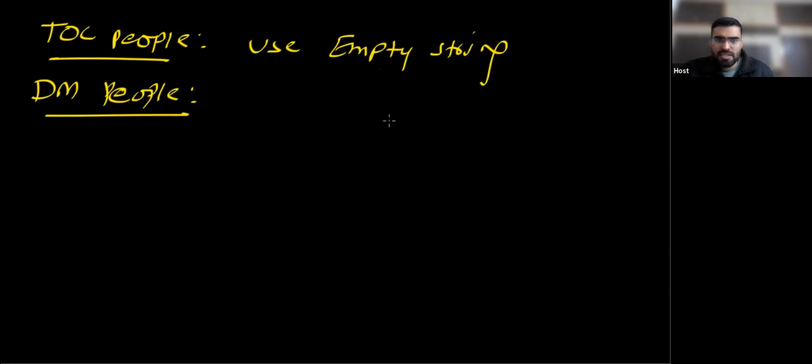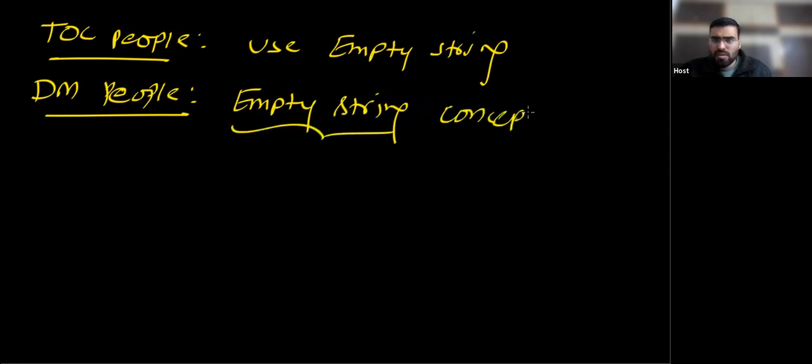So these TOC people use epsilon, something called the empty string. But discrete mathematics people, these mathematicians, don't use any empty string type of concept. This concept is not available for them. Basically they don't use it; the empty string concept is usually not used.